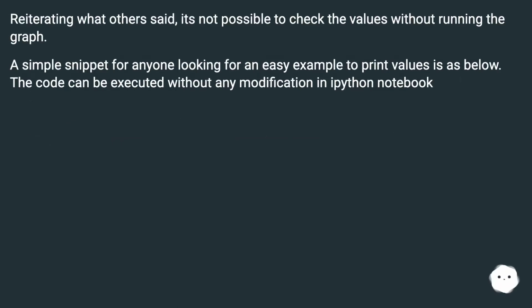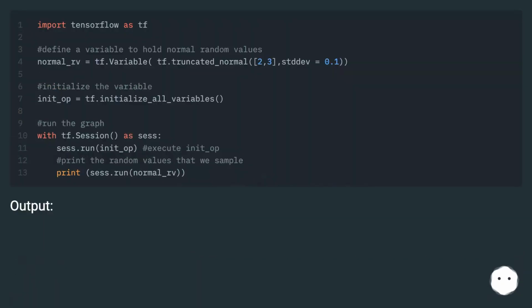Reiterating what others said, it's not possible to check the values without running the graph. A simple snippet for anyone looking for an easy example to print values is as below. The code can be executed without any modification in a Python notebook. Output.